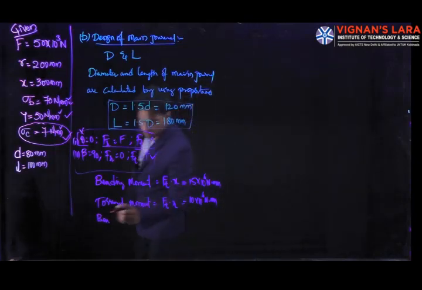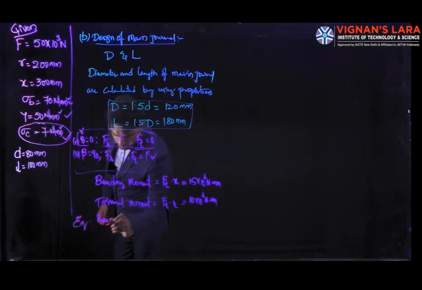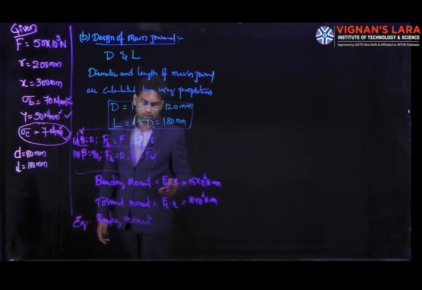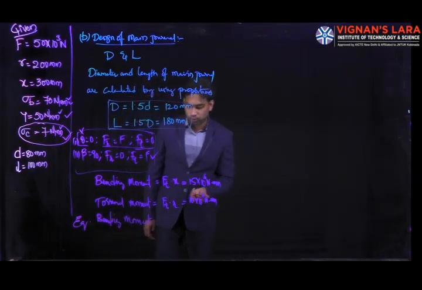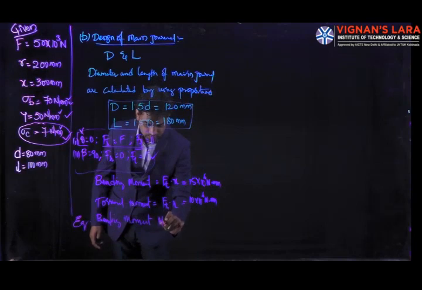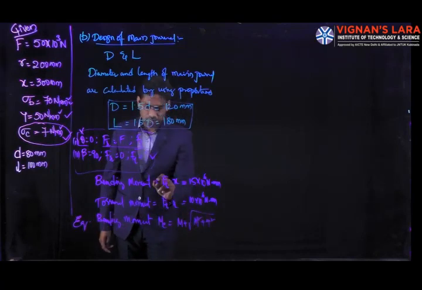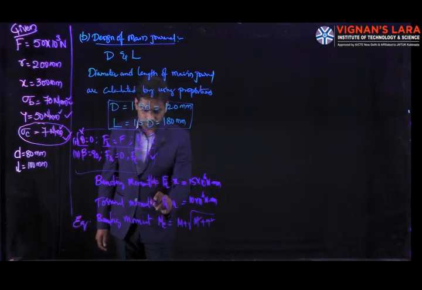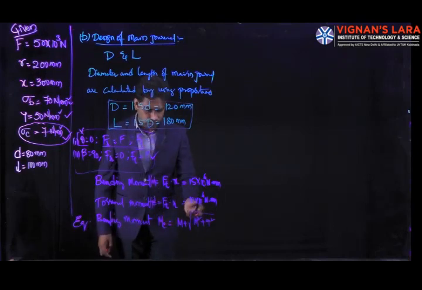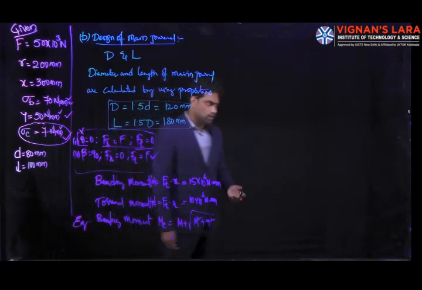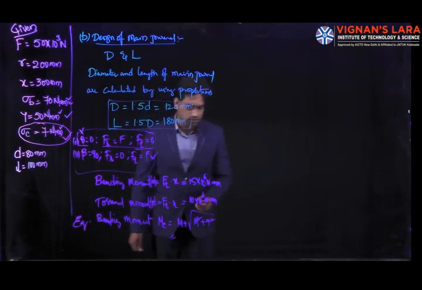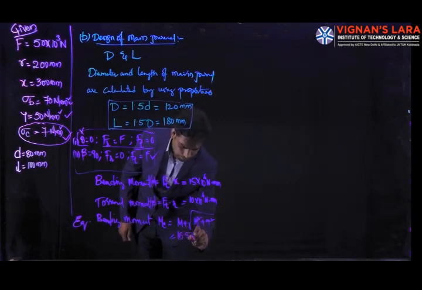So for that I am going to calculate the equivalent bending moment. You can also do the design in that fashion, but here I am going with another approach. The equivalent bending moment is M plus root of M square plus T square, where M is the bending moment and T is the twisting moment. Substituting both values, we get the equivalent bending moment as 16.5 into 10 power 6 Newton mm.